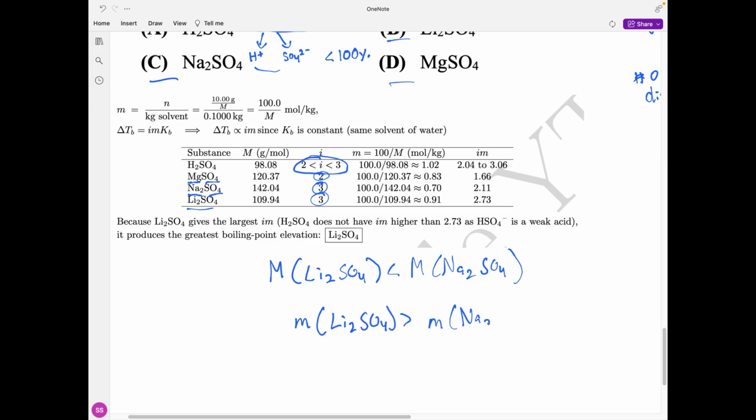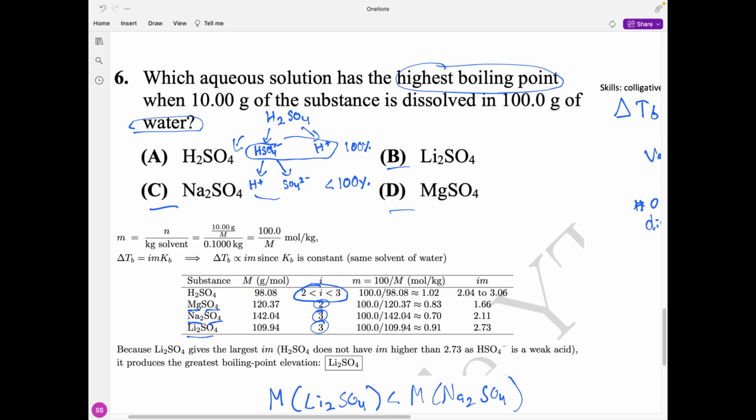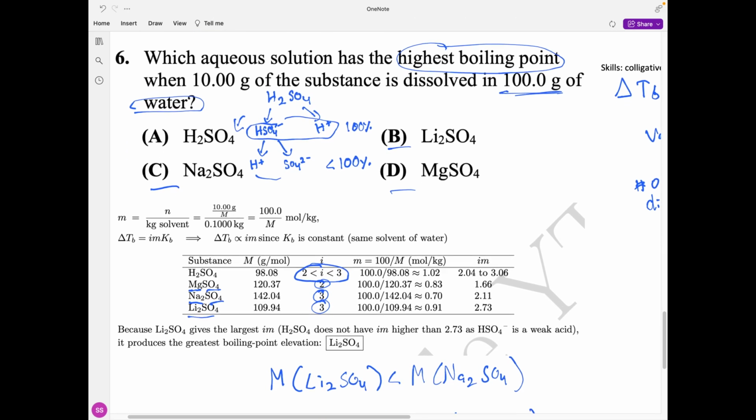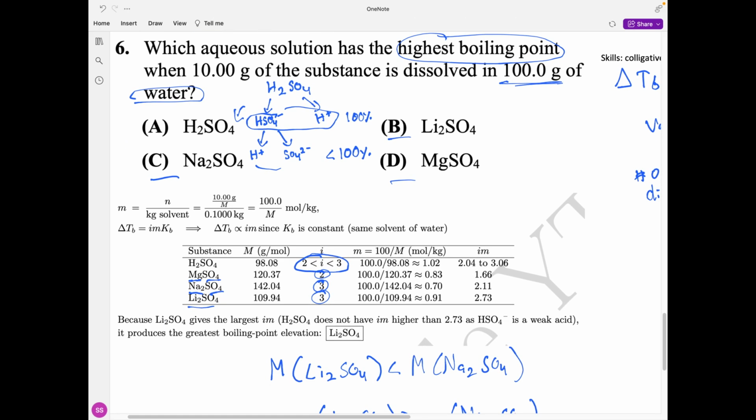That is because we have 10 grams of the substance for all the substances. With a lower molar mass, you're able to get more moles out of the same amount of grams, or the same weight of the substance. Of course, we're always dissolving in the same amount of water, so the denominator is the same. So lithium sulfate is going to be our answer because it has a higher molality value here. Our answer is lithium sulfate.